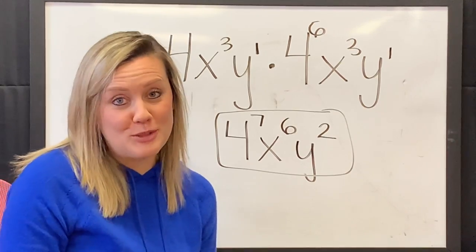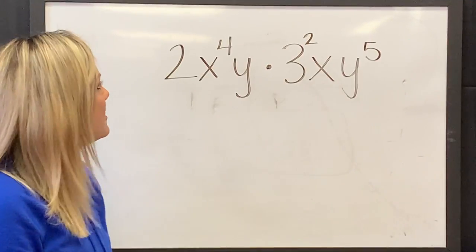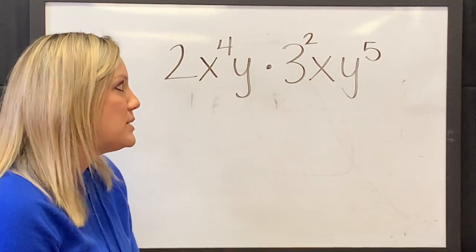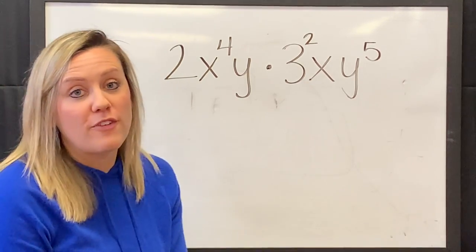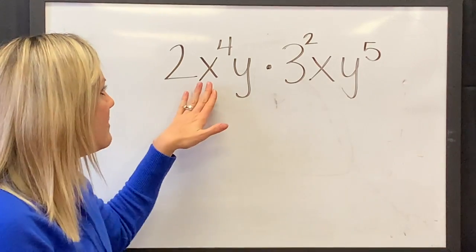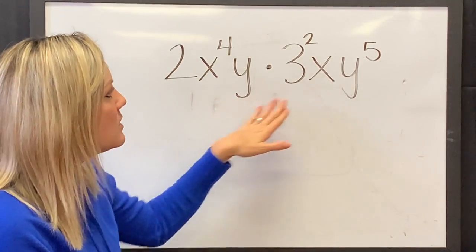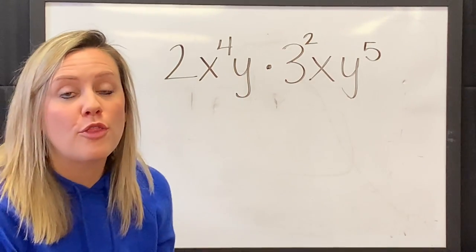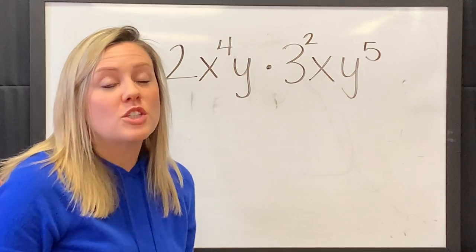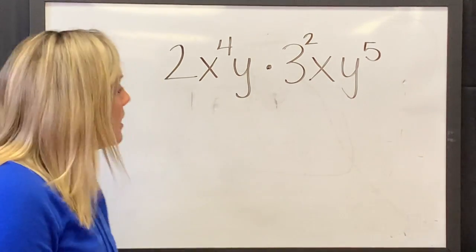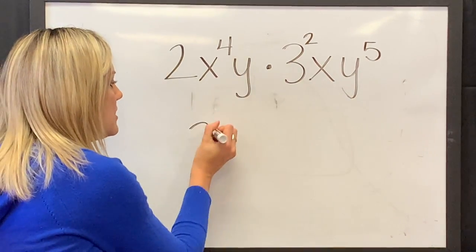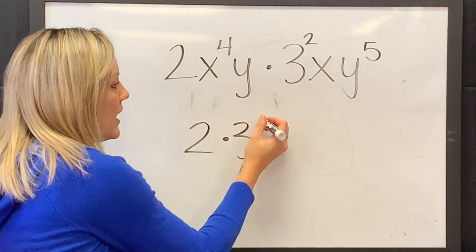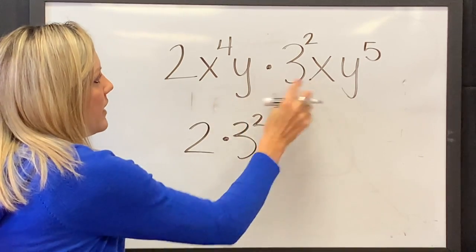Let's just do 2 more examples. Here is our next example. We have 2x to the 4th power y times 3 squared xy to the 5th power. So we have some x's that are similar and some y's that are similar. But if you notice here, the 2 and the 3 squared, those don't have the same base, so I am not going to combine them. For now, I am just going to rewrite this 2, and I'm going to remember it's being multiplied by this 3 squared, and then I'm going to look at our variables.